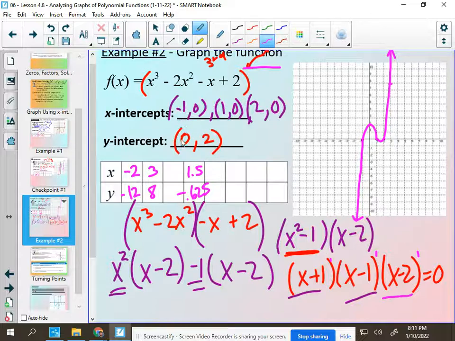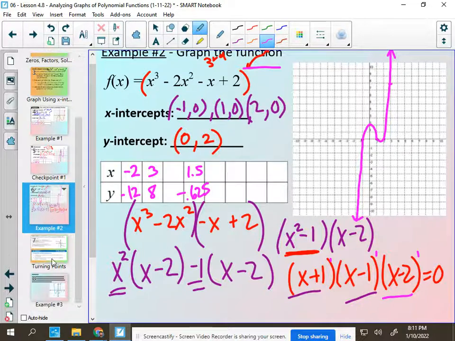Factor if it's not factored, identify your x-intercepts, your shape, your y-intercept, and then when in doubt, plug in more points than less. Beyond, in between for sure. So there you go. We'll be fine there. I think people usually do all right. Last concept of the chapter. Sweet, awesome.